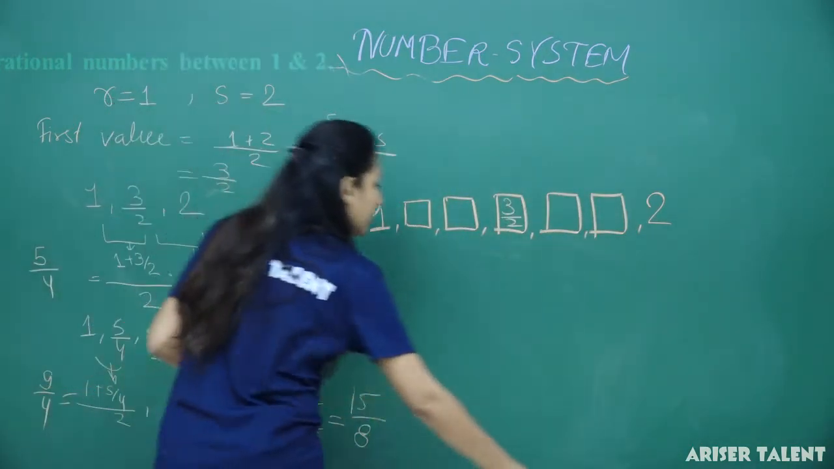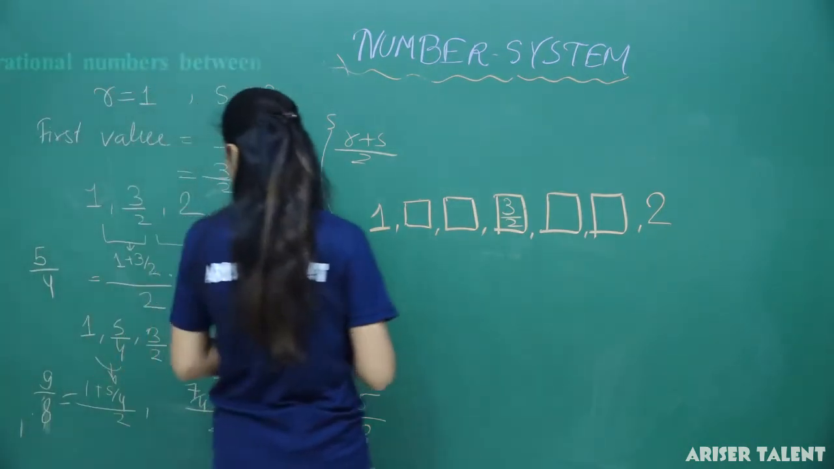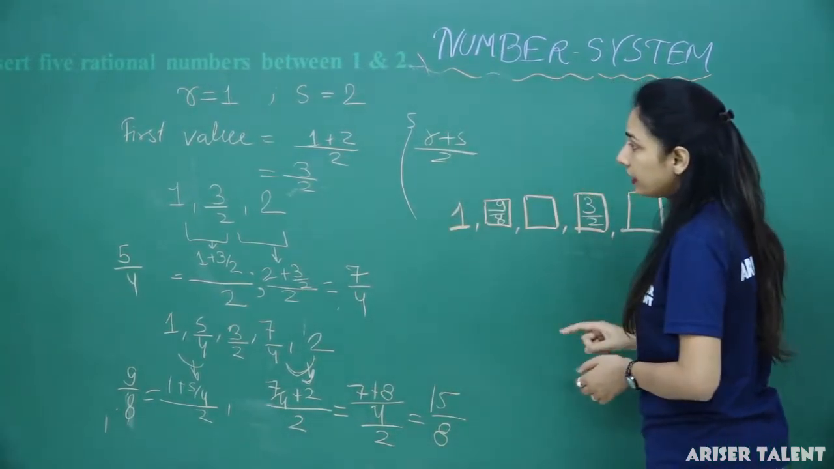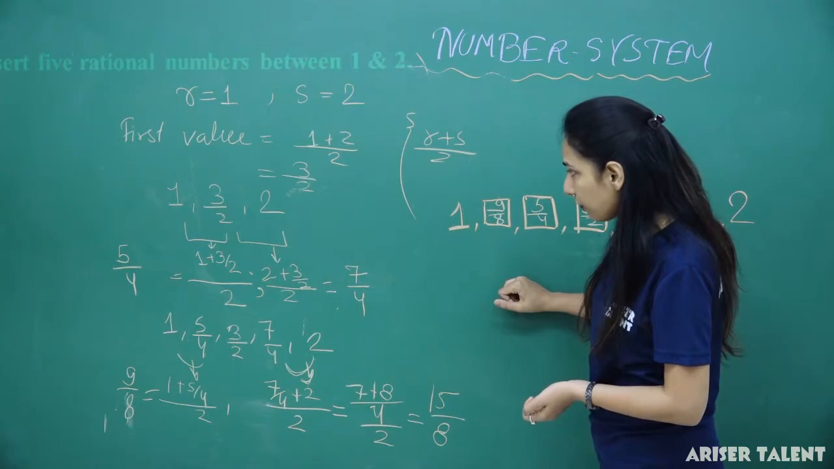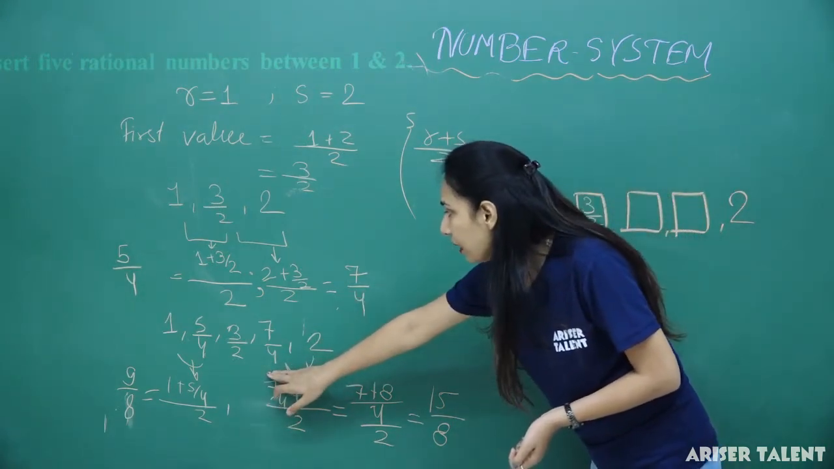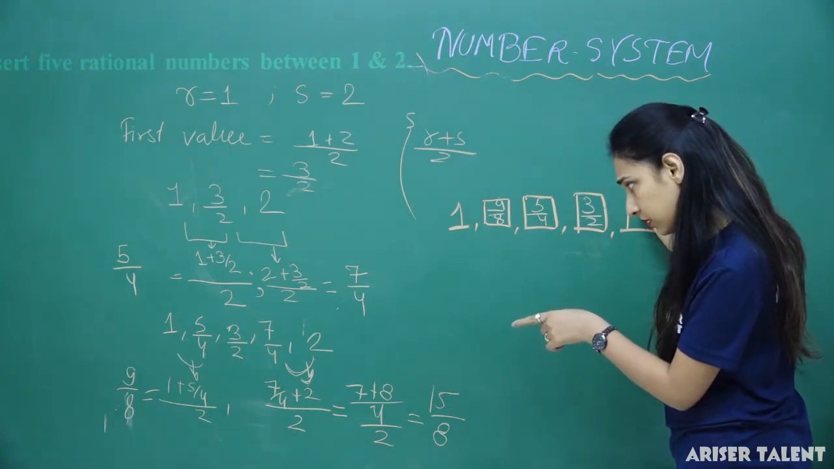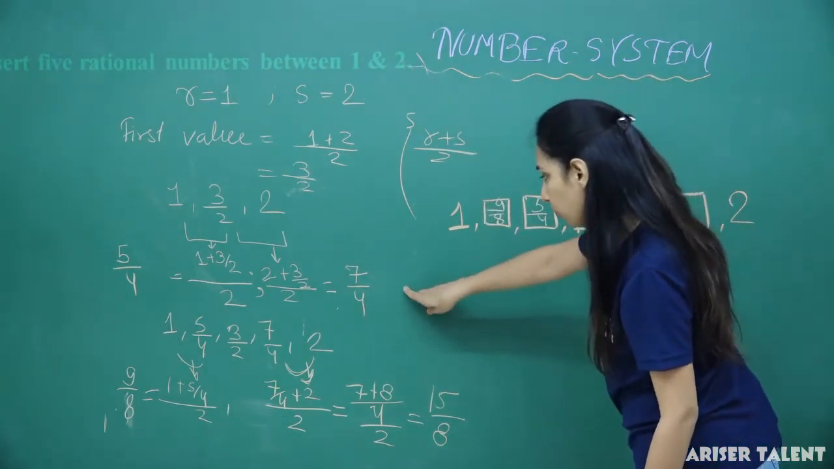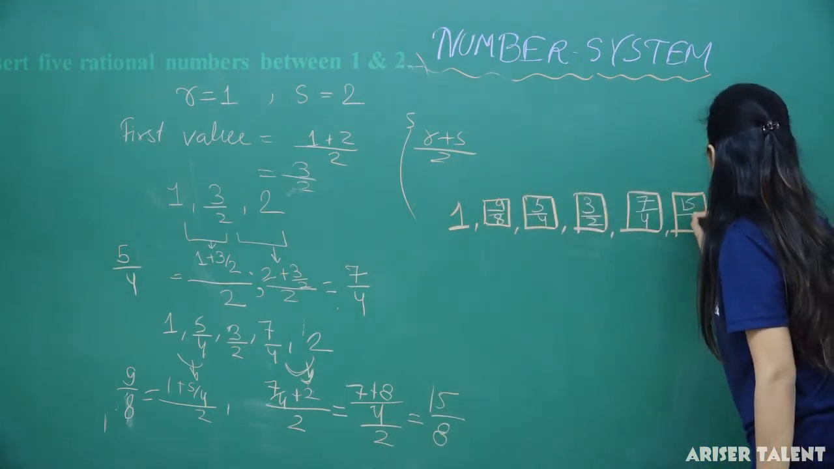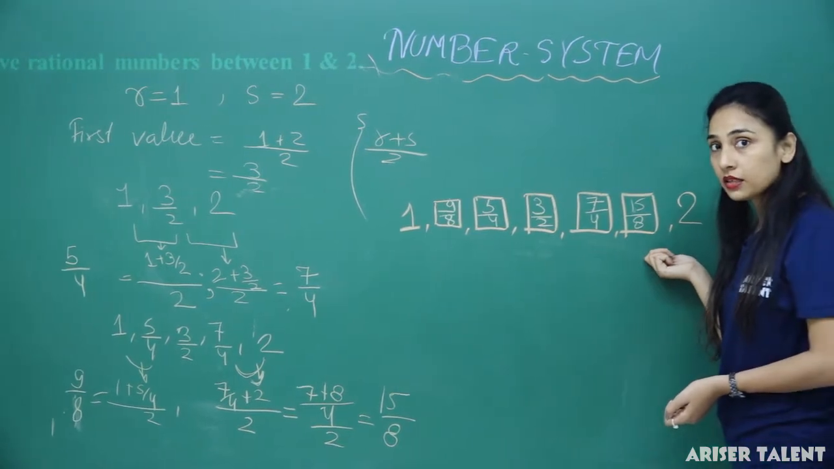And here it will be 8. After solving this you will be getting this 9 by 8 here, and then this 5 by 4. 3 by 2 as it is. Then after 3 by 2 you have inserted 7 by 4. So you'll be having the 7 by 4 here, and after 7 by 4 you will be having this 15 by 8 here. So, these are the values 9 by 8, 5 by 4, 3 by 2, 7 by 4 and 15 by 8. These are the values.